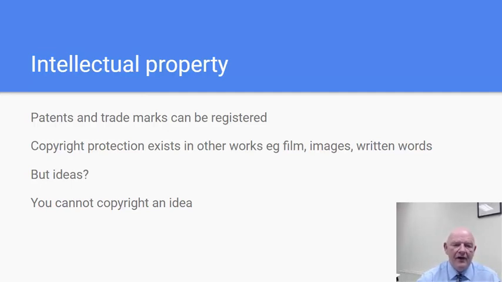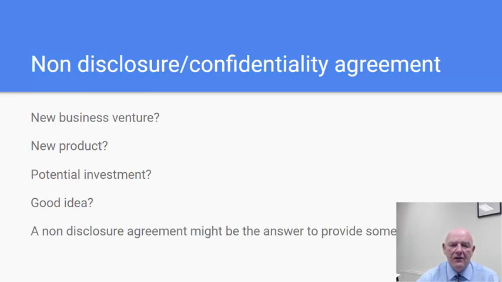That creates a problem for anybody going to enter into discussions or talks with somebody else if they have maybe a new product or a new idea or whatever, and they need some sort of confidentiality, and they need to be able to know that they can discuss the thing openly with the other party without getting shafted. So a non-disclosure or confidentiality agreement may be useful in a situation where you're looking at a new business venture, perhaps a new product, a potential investment, or indeed just a good idea.